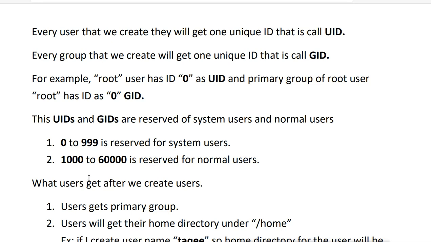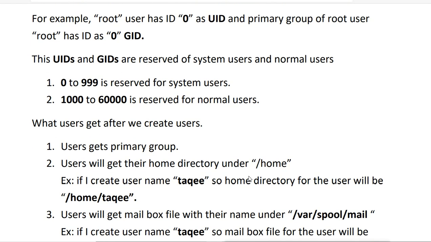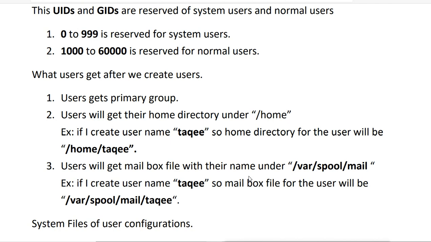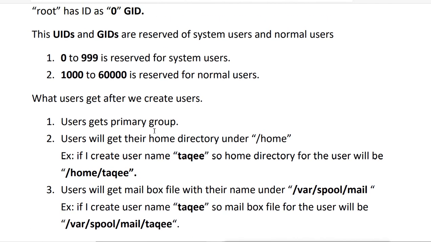Now what will users get after we create them? When we create any user, the user gets a primary group. As we know, when we create a user, it gets one primary group. After that primary group, it also gets a home directory under /home. Whenever we create any normal user, the home directory goes to /home, so it will get a home directory under this /home directory.